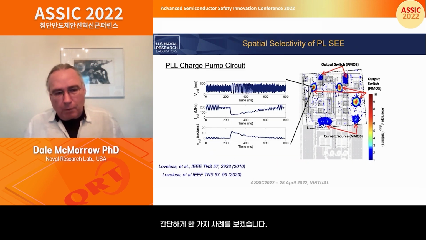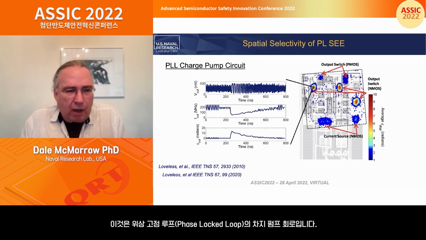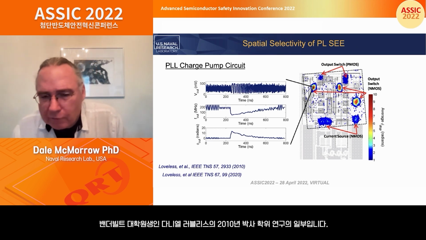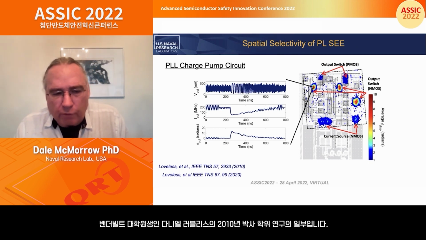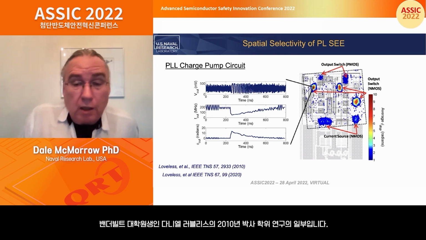Okay, one example, real quick. This is a phase lock loop charge pump circuit. This is some work that Daniel Lovelace did. He was a Vanderbilt graduate student. It was published in 2010. It was part of his PhD research.